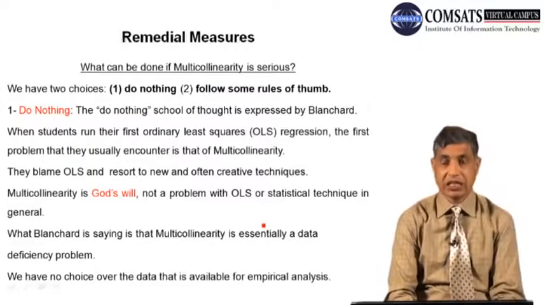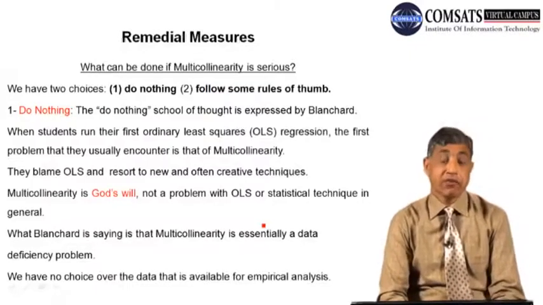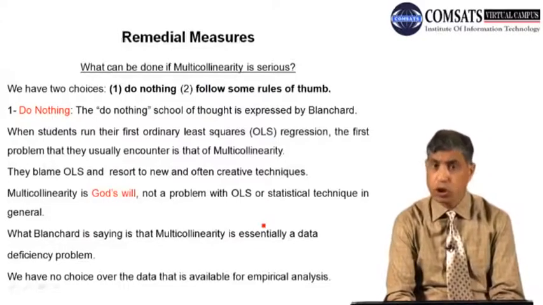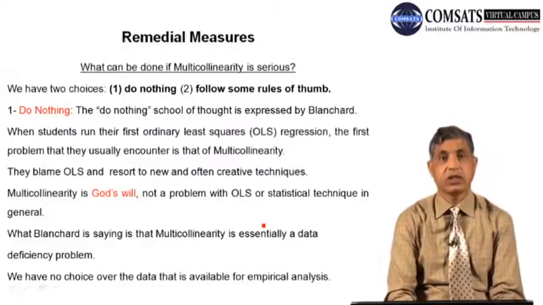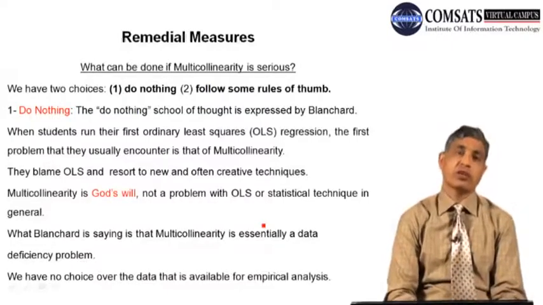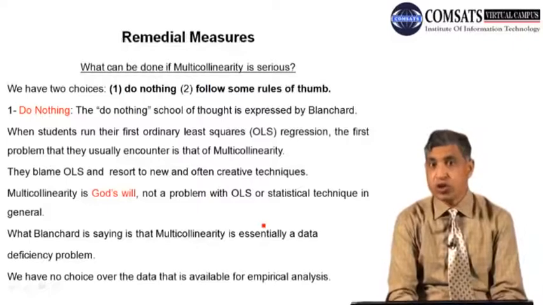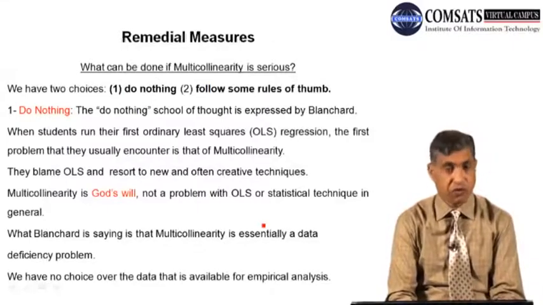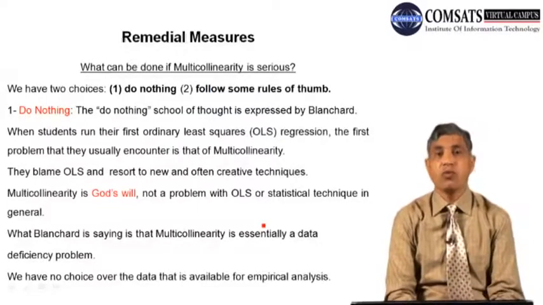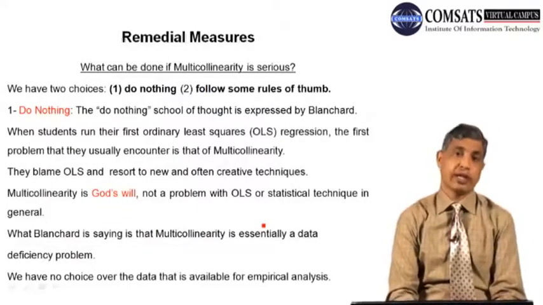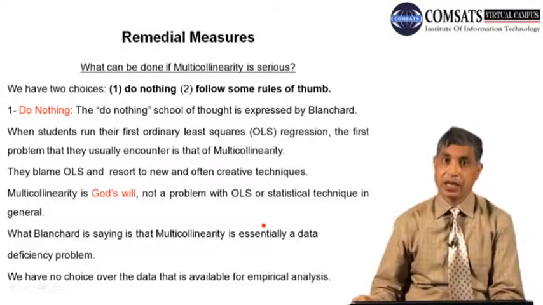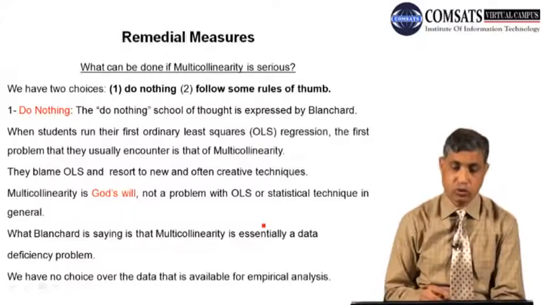The first is very interesting: do nothing. One school of thought says that if there is multicollinearity in the data, do nothing. The other says no, rather than just crossing your fingers, you should do something, and there are some rules of thumb. We will be talking about how we can reduce multicollinearity if it is high. First we will touch on the interesting school of thought that says do nothing.